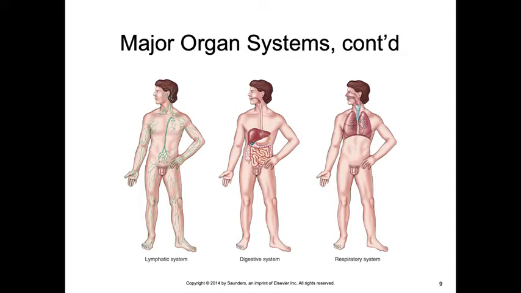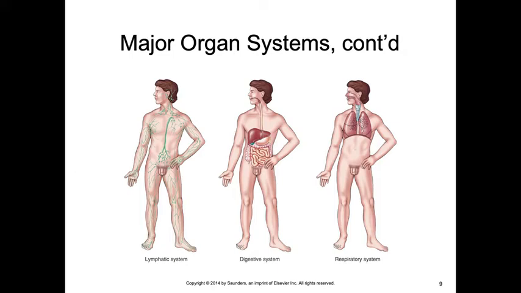Okay? In addition, the lymphatic system also transports our dietary fat from our digestive system to our liver, where the liver can either store it or it can release it into the blood so that the other tissues of the body can use it for things like energy and building stuff.